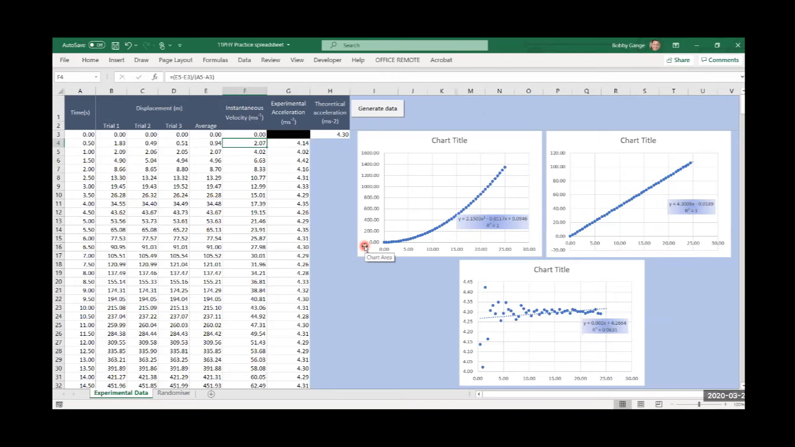And then do you just drag that down the whole thing? Yeah, you have to go to the bottom right-hand corner until your cursor turns into a black plus. Shouldn't it be E4 and A4? Why is it E5 minus E3 and not E4?